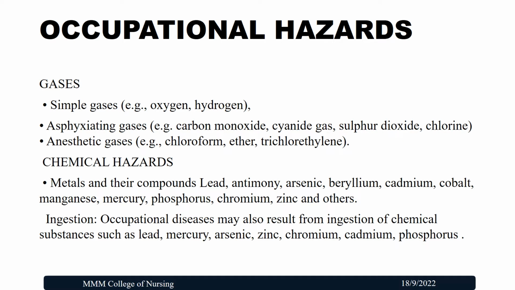Then coming to the chemical hazards, metals and their compounds: lead, antimony, arsenic, beryllium, cadmium, cobalt, manganese, mercury, phosphorus, chromium, zinc and others. Ingestion. Occupational disease may also result from ingestion of chemical substances such as lead, mercury, arsenic, zinc, chromium, cadmium, phosphorus. These things can be ingested. Due to that, the person may develop complications.